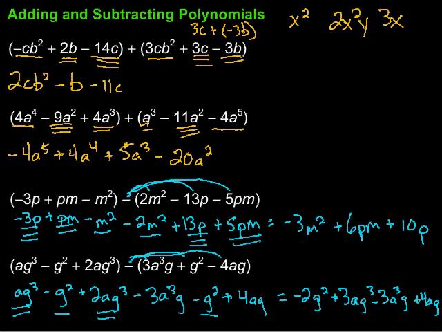Alright, so adding and subtracting polynomials, the key is combine like terms. Remembering that like terms are simply the same variable to the same power. And if we're subtracting those polynomials, we have to remember to distribute that negative through, and then we go ahead and combine.